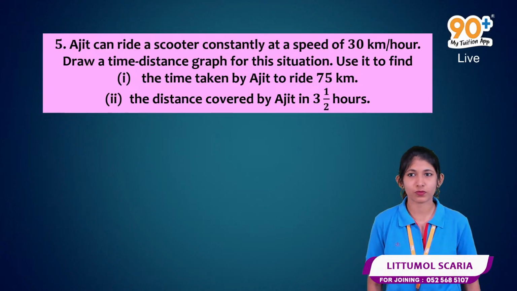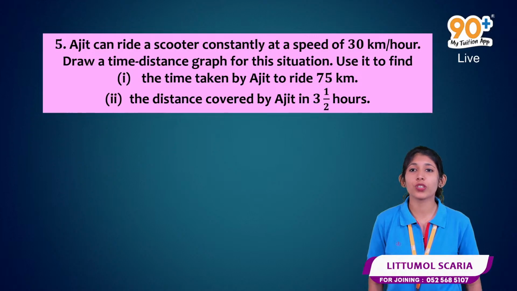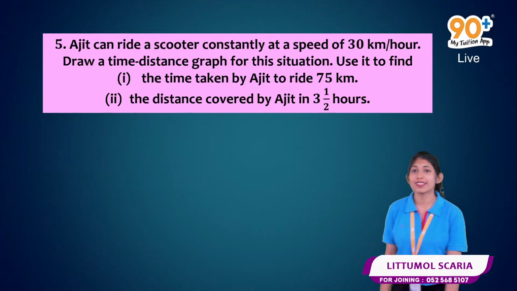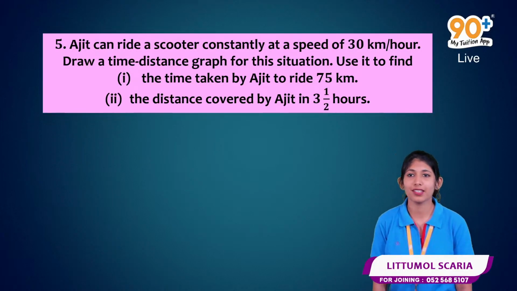Okay. Ajit can ride a scooter constantly at a speed of 30 km per hour. Draw the time distance graph for the situation. Use it to find the time taken and distance covered.